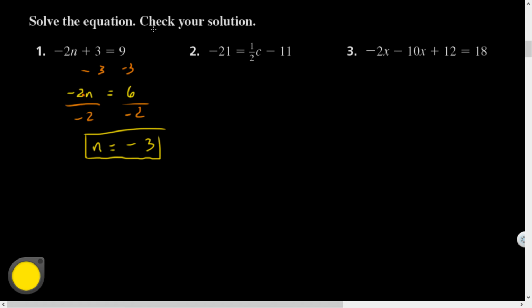Let's see, I might not have time to check our solutions right now. Let's take a look at this one, problem 2. Two things are happening to C. It's being multiplied by 1/2 and subtracted by 11. So which operation do I have to get rid of first, according to SAD MAP? Multiplication or subtraction?